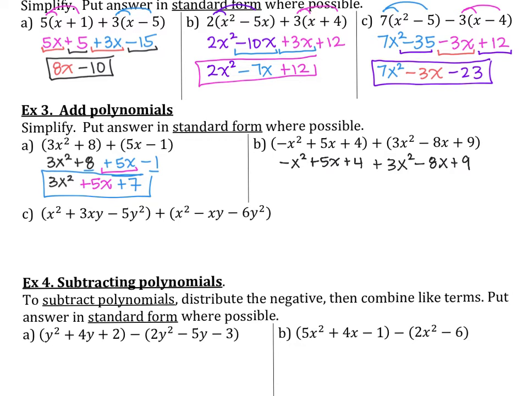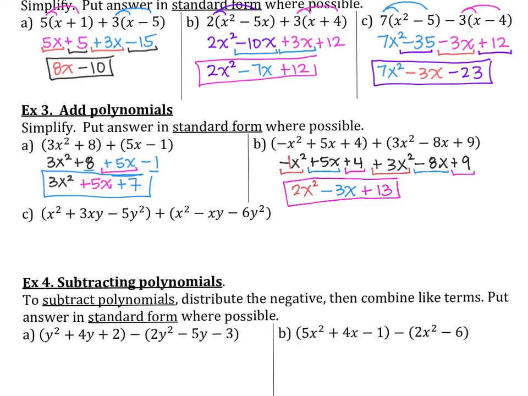Okay, now I'm going to look for my like terms. x squared is the highest term, so I have a negative. This is like a negative 1, positive 3. So 3 minus 1 is 2x squared. Do I have any x's? 5x minus 8x is minus 3x. And then positive 4 plus 9 is 13.